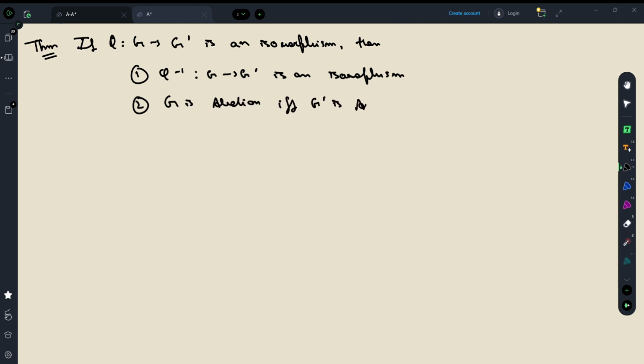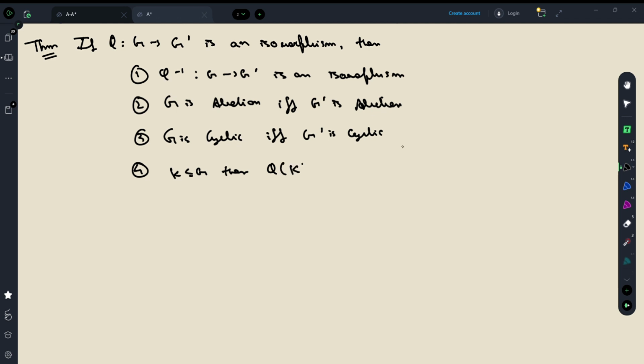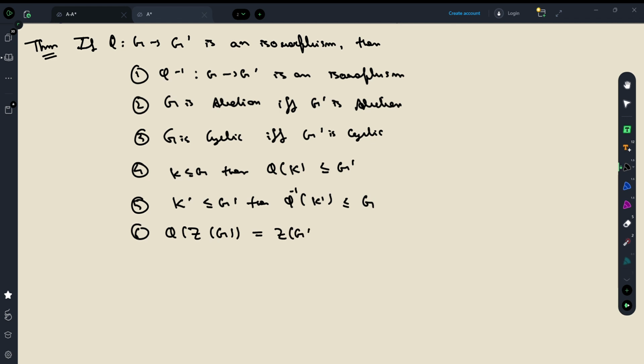Number two is that G is abelian if and only if G dash is abelian. Number three, G is cyclic if and only if G dash is cyclic. Now, I guess you have already got the proofs of these statements directly from the previous theorem. Number four, if K is a subgroup of G, then phi of K, that is the image of all the elements of K under phi, is a subgroup of G dash. This is also a very trivial observation. Number five, if K dash is a subgroup of G dash, then phi inverse of K dash is a subgroup of G. And number six is that the image of the center of G is the same as the center of G dash.